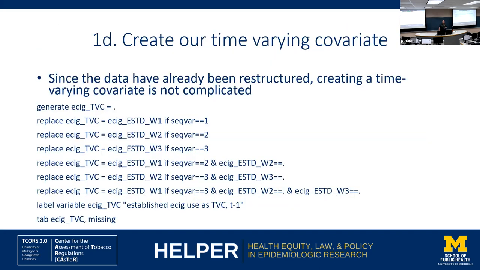And once you have the data set created, you can create some time varying covariates. Here's a really simple example, a binary indicator. What we're doing is simply using the sequence variable to create this variable. We generate the variable equal to missing, and we replace it equal to one if they are established e-cigarette users at wave one, if their sequence variable is equal to one. This is a little bit confusing because it's a Stata coding problem, but sequence variable means seek var.